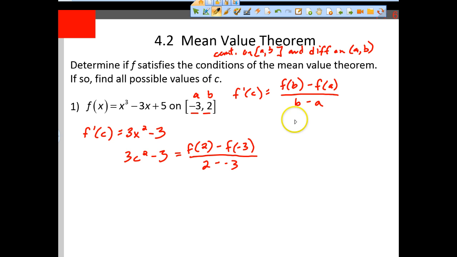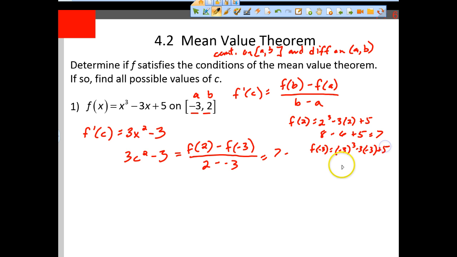Now, as some work on the side, f of 2 is 2 cubed minus 3 times 2 plus 5, right? So 8 minus 6 is 2, plus 5 is 7. So I get 7 minus. Then I have to find f of -3. So what is that? -3 cubed minus 3 times -3 plus 5. So -3 cubed is -27, plus 9, plus 5. -27 plus 9 is -18, plus 5 is -13. So I get 7 minus -13 over 2 plus 3, so 5. So 20 over 5, which is 4.